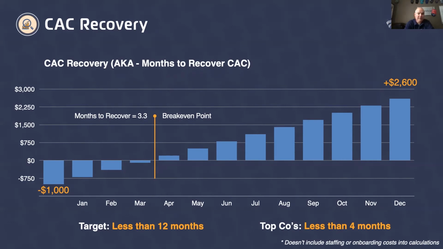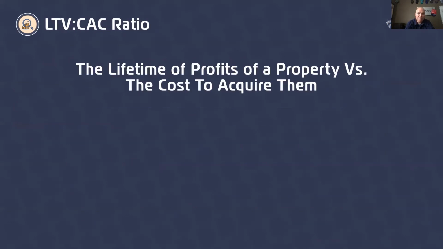Now, a lot of this depends on the average gross booking revenue, right? If you've got a property doing $100,000, you obviously can afford to spend a little bit more on the CAC.